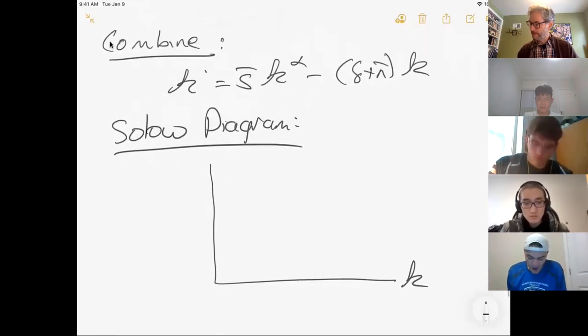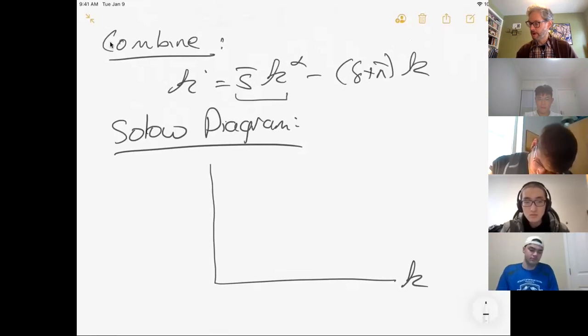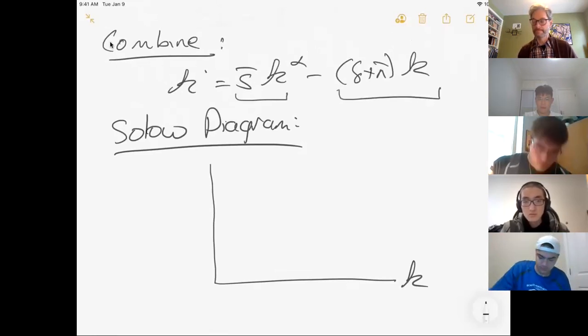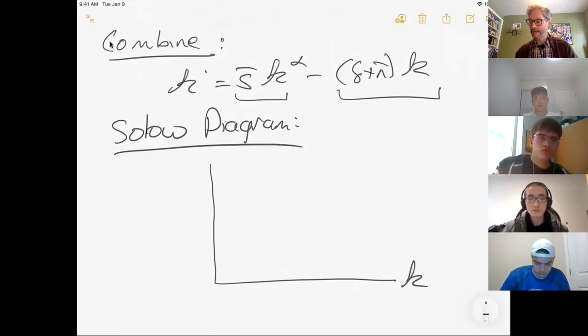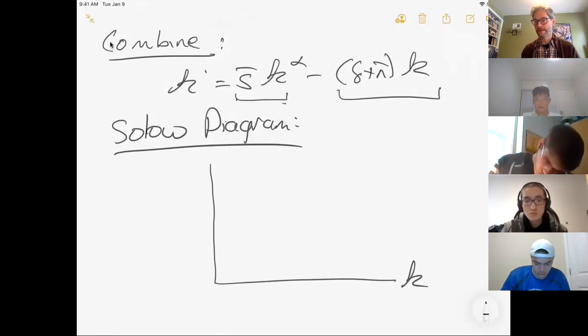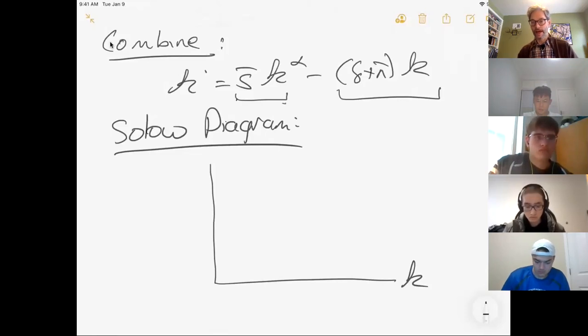Now, notice here that our Solow equation has two parts. This first part, S bar times k to the alpha, and then the second part. So let's think about what each of these two parts look like. What does this part look like? Well, we just really talked about this a few minutes ago, right? What does k to the alpha look like as k goes up?